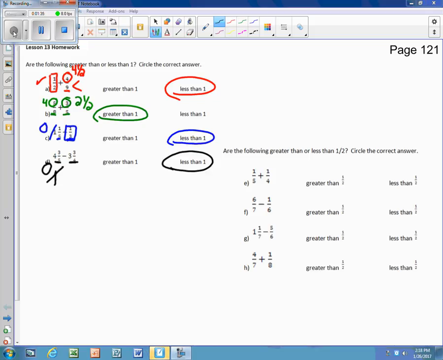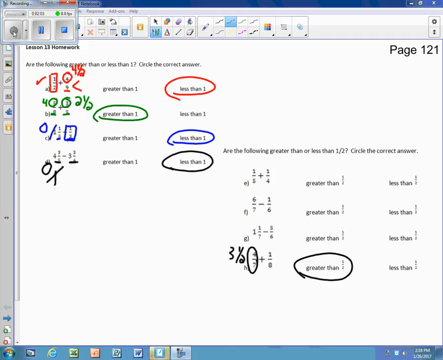Now over here, when we're talking about greater than a half or less than a half, we're going to work with this. We're going to look through these, and we're going to start with this one down here. Well, down here, half of 7 is 3.5. So this is greater than a half already. And if I have a half and I'm adding something that's greater than a half, no matter what, I'm going to end up with something greater than a half.